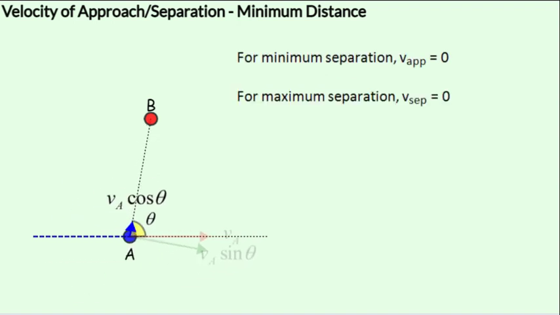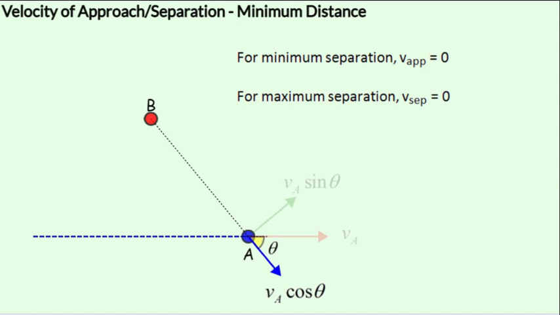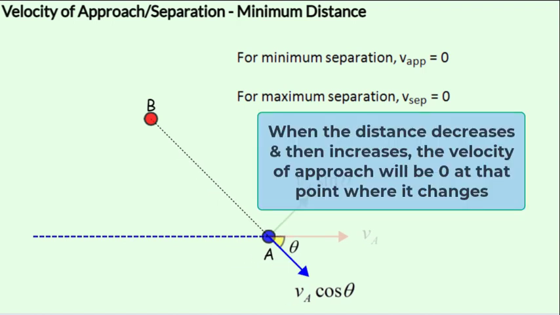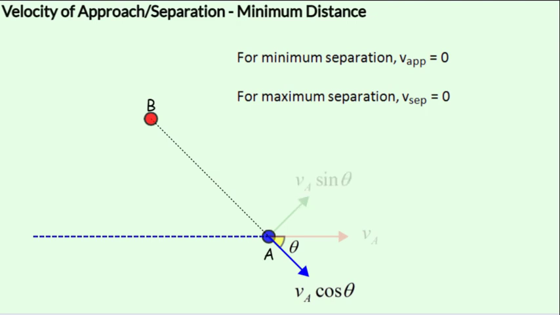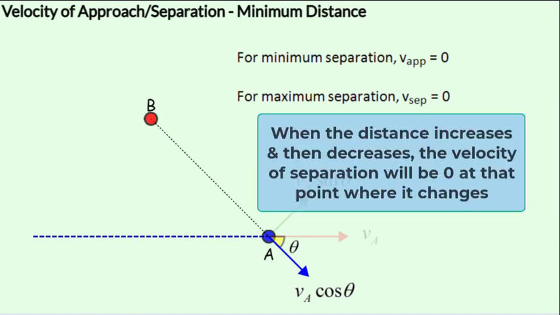So anytime the distance between two particles decreases and then increases, the velocity of approach must come down to zero at some instant where the distance between the two particles is the minimum. Similarly, if the distance between two particles increases and then decreases, the velocity of separation must come down to zero at the instant where the distance between the two particles is the maximum.